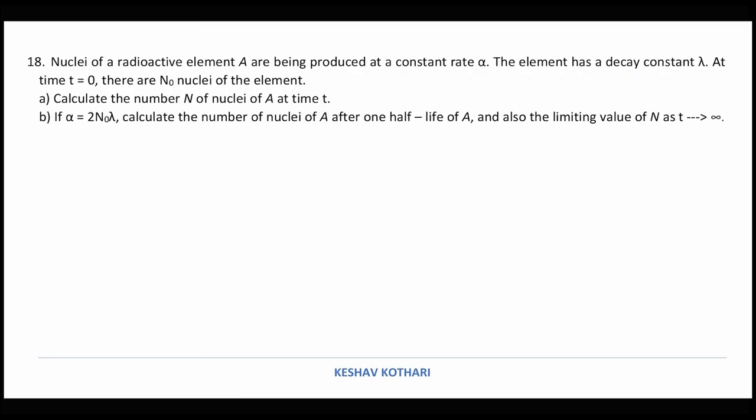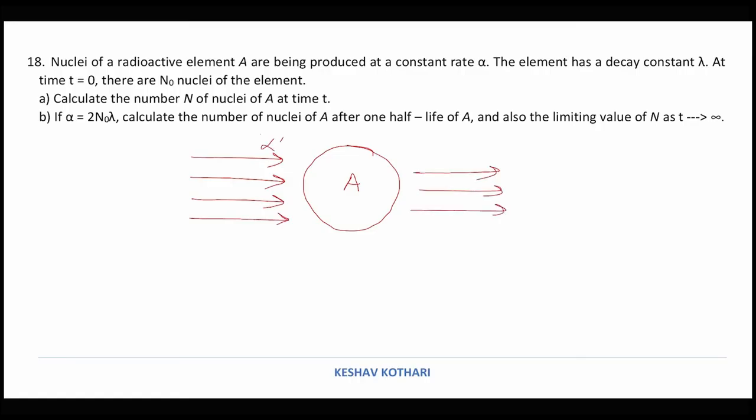So for this one, the question is stating that radioactive nuclei of A are being produced at a constant rate alpha, and then the rate of decay is equal to lambda times n. Over here we are talking about the production of this radioactive nucleus, and over here the rate of decay. So rate of production and rate of decay are both discussed.